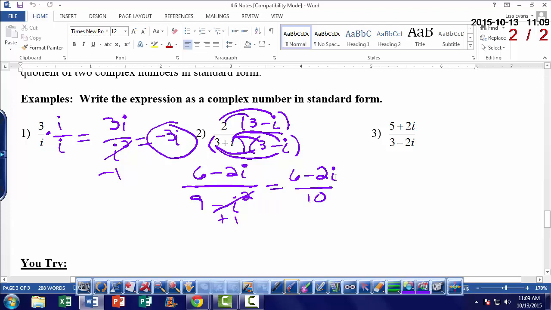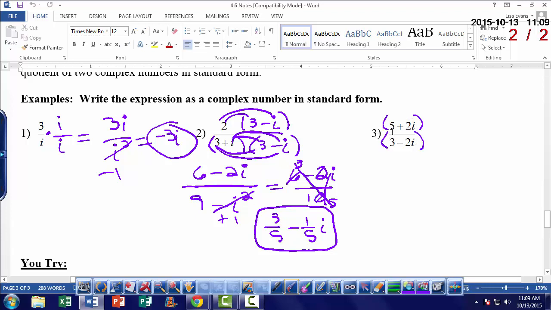Now, I do want you to write it as real and imaginary. And if you notice, we can take a 2 out of the 6, the 2, and the 10. So when I do that, I end up with 3/5 minus 1/5 i. So I just wrote it separately. I wrote the 3 over the 5 and the i over the 5. This is how you write it in standard form, the real and the imaginary part. Okay, let's go ahead and try this next one.